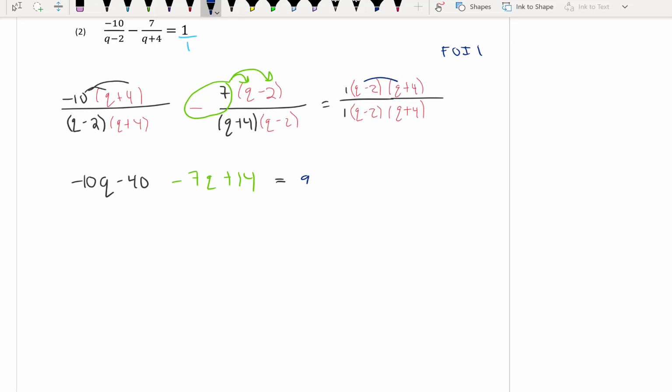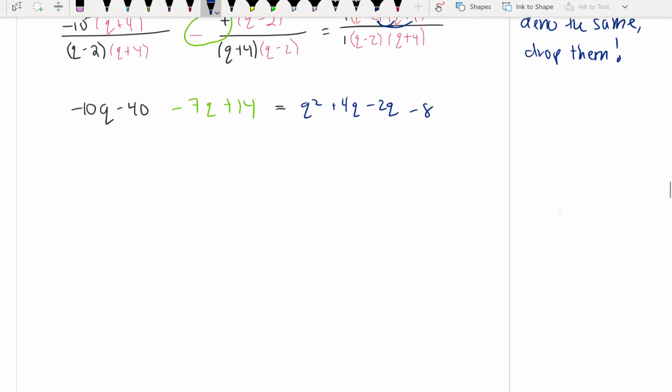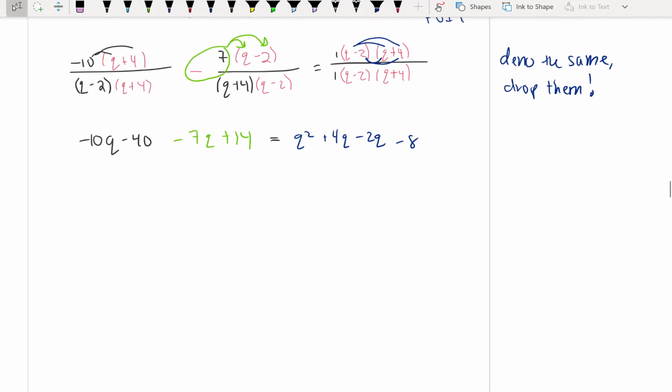So my first is q squared. My outer is a positive 4q. My inner is a negative 2q. And my last would be a negative 8. And again, because the denominators are all the same, and only if they're the same, then you can drop them. It's as if I were to multiply each one by the LCD, right? So just like we did in example number 1. So this is what I'm really left with.